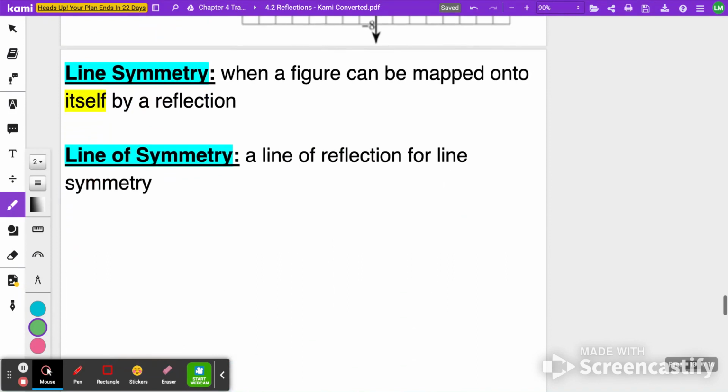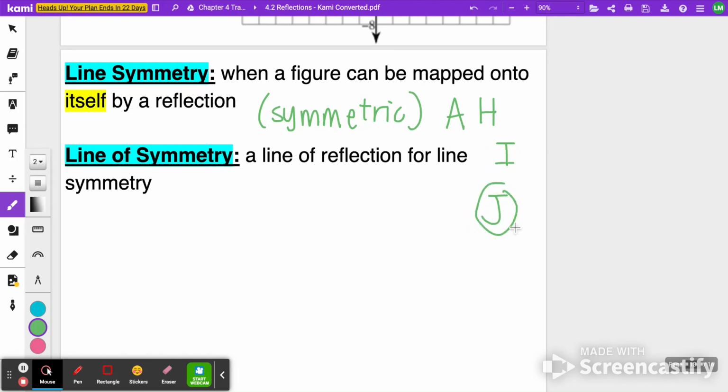The last thing we're going to talk about are lines of symmetry and what those look like. Line symmetry is when a figure can be mapped onto itself by a reflection. You want to think of it looking symmetric. For example, like the letter A is symmetric, letter H is symmetric, letter I is symmetric, but letter J is not symmetric because when you fold it in half, it's not mapping onto itself.